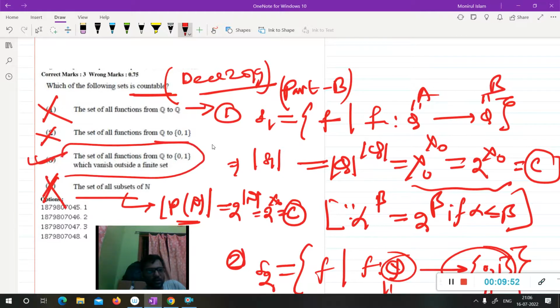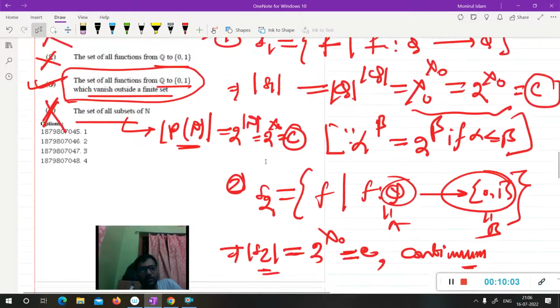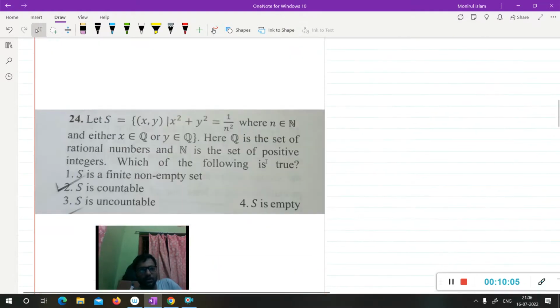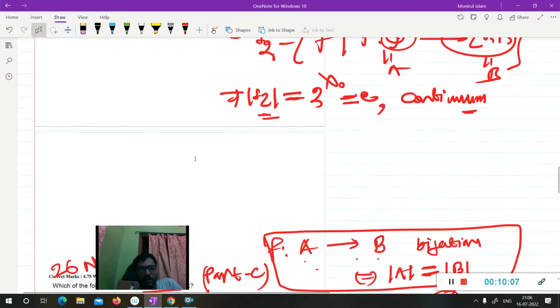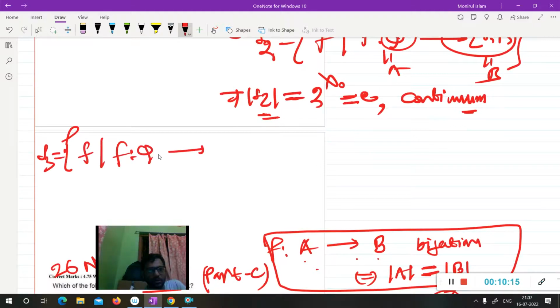And this option I have discussed in the previous video. The set of functions from Q to {0,1} vanishing outside a finite set is a countable set. I have discussed this in the previous video of an earlier PhD question, and I am giving that as a hint. If you name it S3, the set of functions f from Q to {0,1}, then it is uncountable.